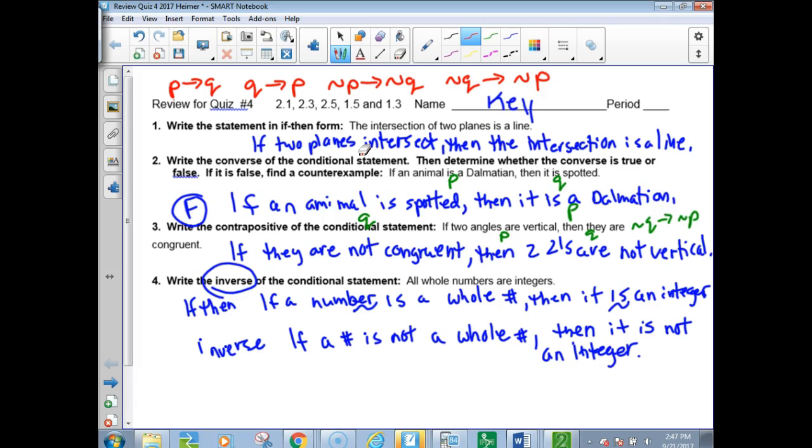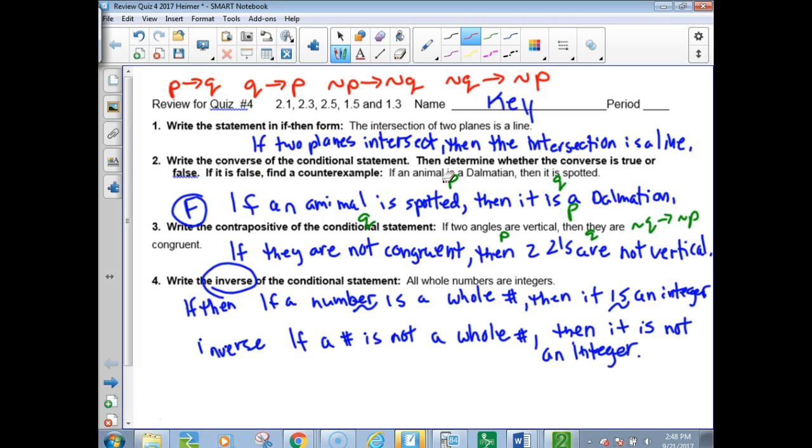Okay, so the intersection, you're supposed to write it in if-then form. It says the intersection of two planes is a line. So all I wrote was if two planes intersect, then the intersection is a line. Okay, that would be it in if-then form.